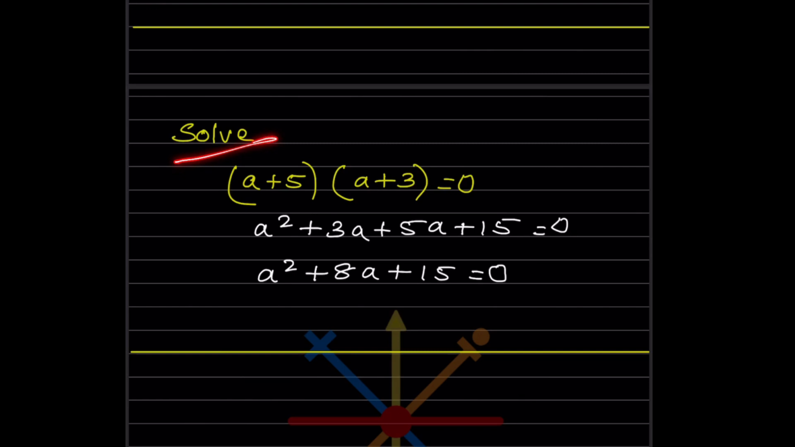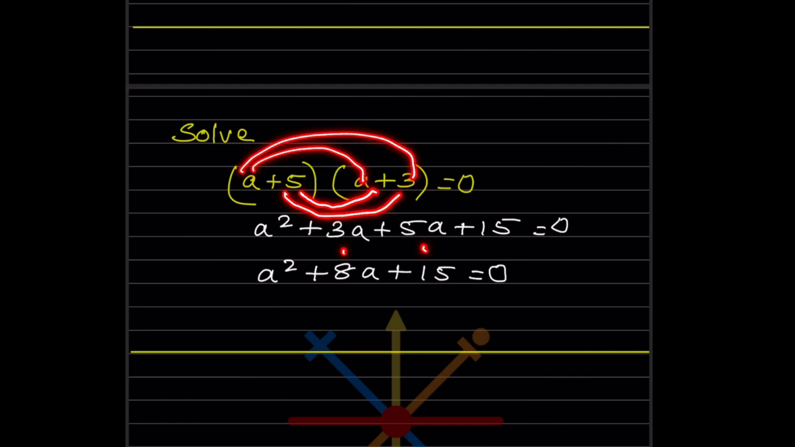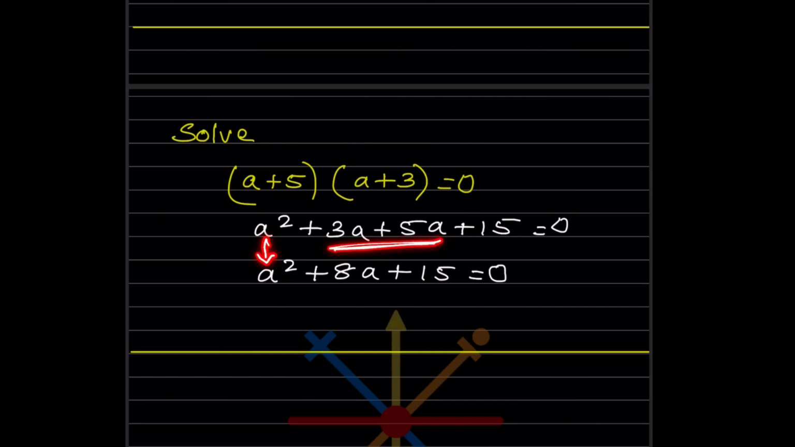Now here you have to solve (a + 5)(a + 3) = 0. So what you have to do is expand it. This into this, that will be a squared. This into this, that is 3a. Then this into this, that is going to be 5a. And this into this, that will be 15. So that equals 0. Now what will you do? This a squared you will keep as it is. Now plus 3a plus 5a, that is going to be plus 8a. And this is plus 15 equals 0. So this is the answer.